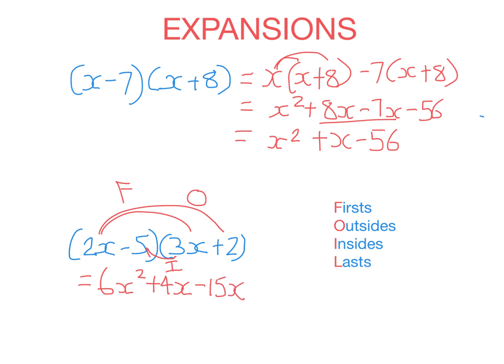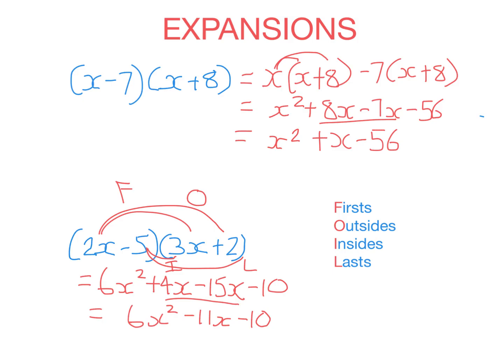And finally, L, the lasts, that is what occurs last in each bracket. -5 times +2, which is -10. Once again, I have like terms here, so I need to simplify. 4x subtract 15x is -11x. So now I'm at the point where I can't simplify and I'm done.